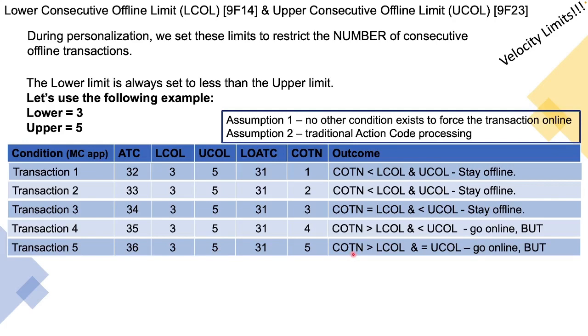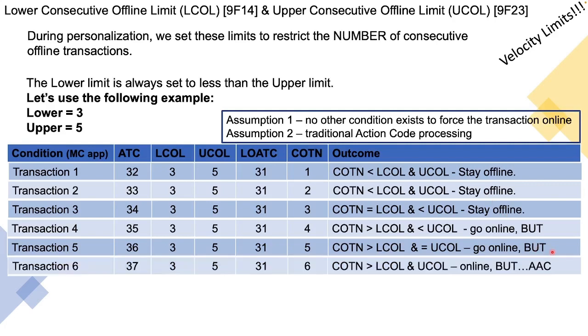So what this means is that once again, action codes say you really should try to go online. But in our case, the terminal is experiencing issues with connectivity. It can't make an online connection. So we say, you know what, we've exceeded the LCOL, but we're equal to the UCOL. And in this case, we really would like to go online, but because the terminal can't do it for us, no worries, we'll stay offline. Transaction 6, ATC of 37, LOATC is 31, so 37 minus 31 gives you 6.